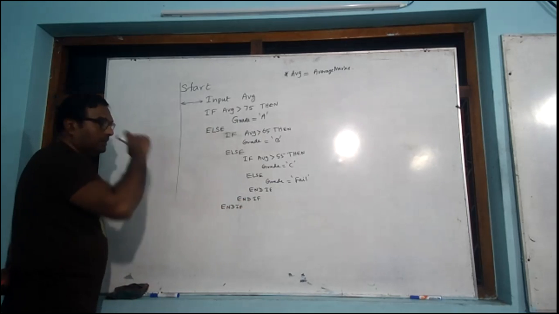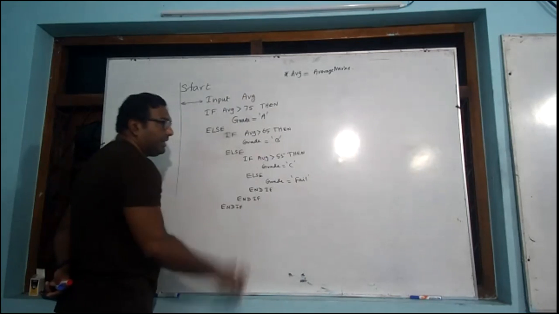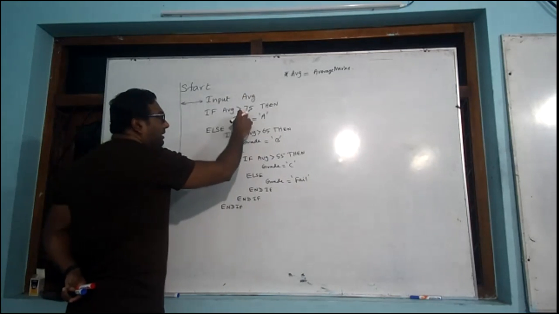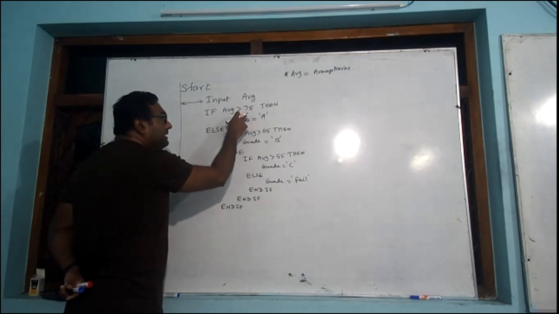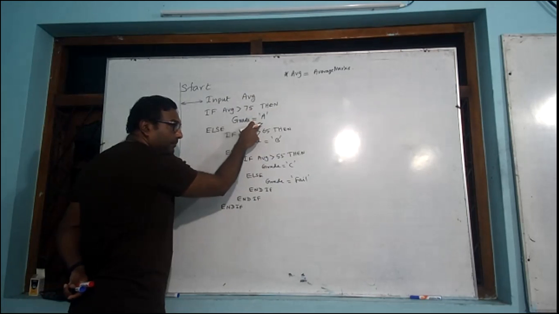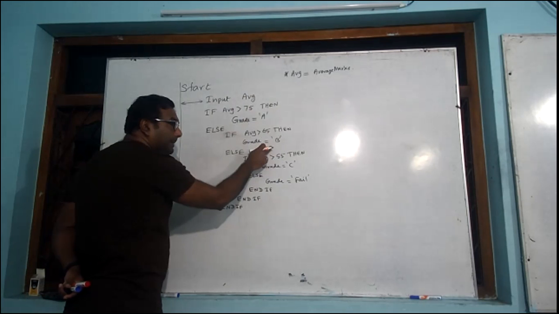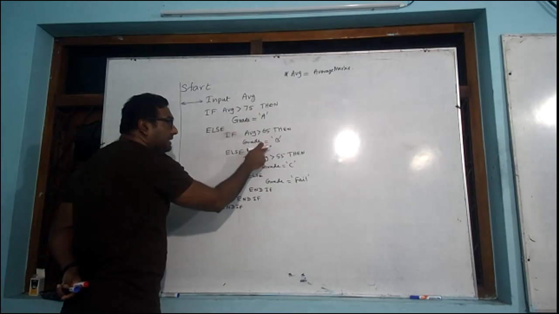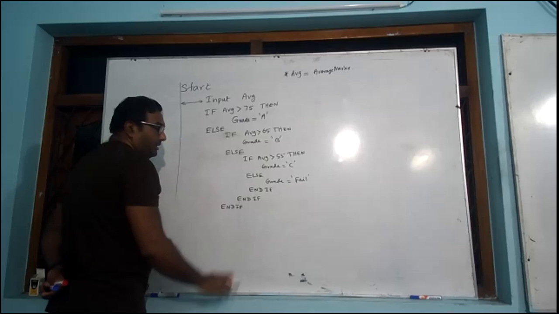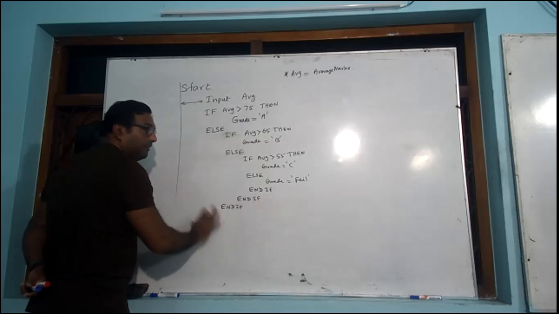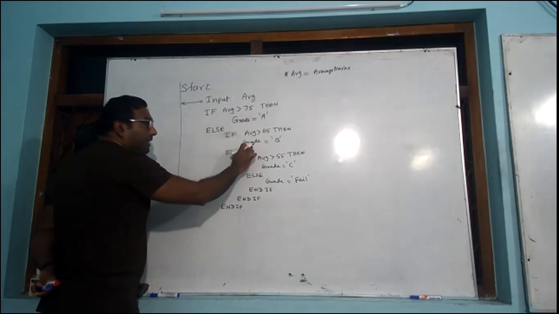Now what you have done: you have input the average. After you have input the average, you have to check the marks whether it's greater than 75. If it is greater than 75, it is A. If it is greater than 65, it is B. If it is greater than 55, it is C. Otherwise, it will be fail. End if. Finish. Now the logical operation is finished. Now they have found the grade.